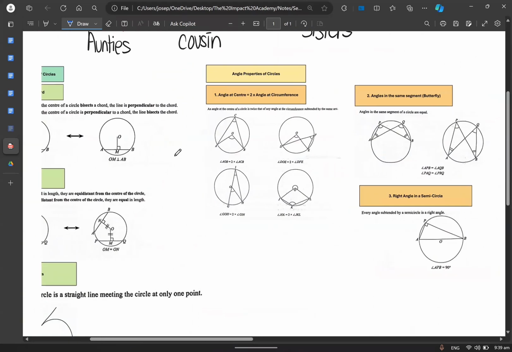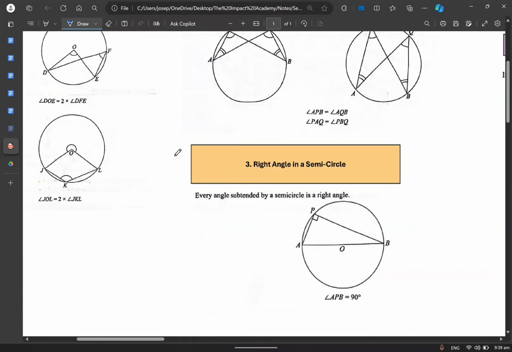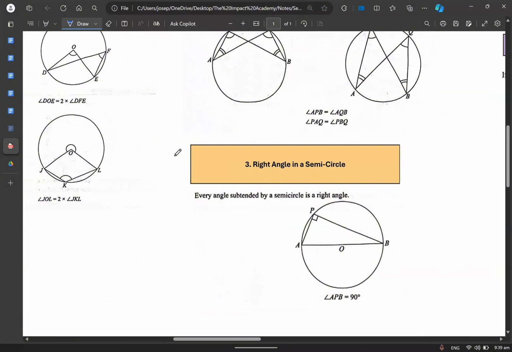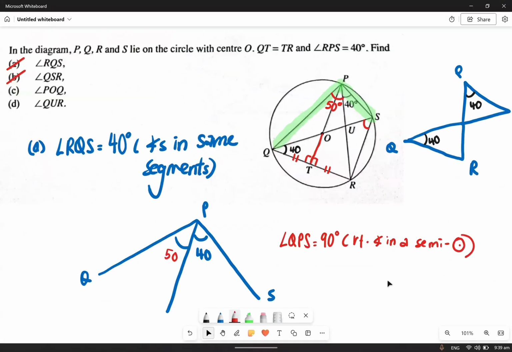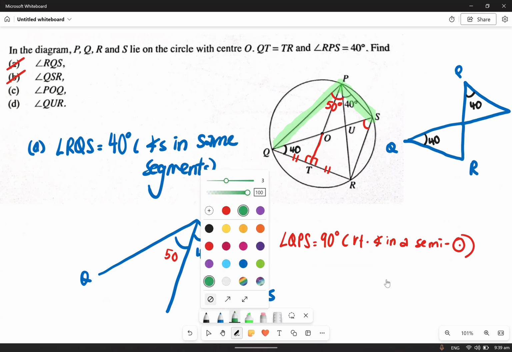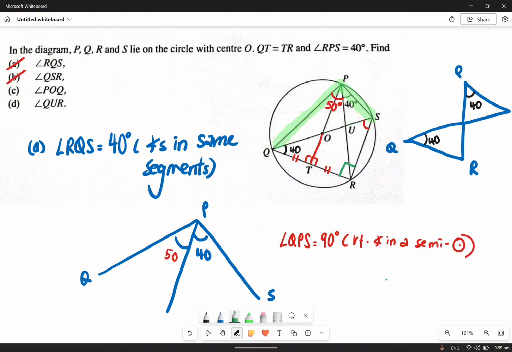Where's the 90-degree part? This one? Right angle in a semicircle. You all see? Right angle in a semicircle. If you're wondering where's the semicircle, the semicircle is just here, right? Can you see it now? Another one is actually here also. True? That's how we found it out. What else?